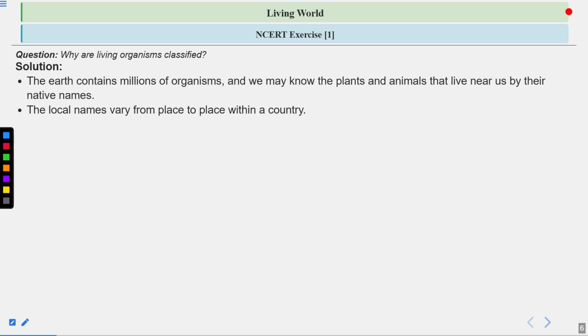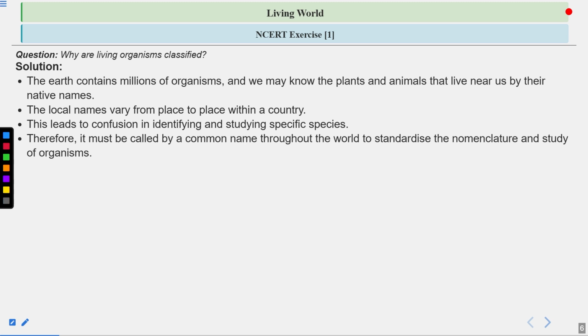For example, if we take the example of ladyfinger, which is okra, in Hindi it is known as bhindi. In Bengali it is known as dhirosh. So you can see even a single organism can have more than one name, and it can have many local names, many native names. So this creates a confusion in identifying and studying specific species.